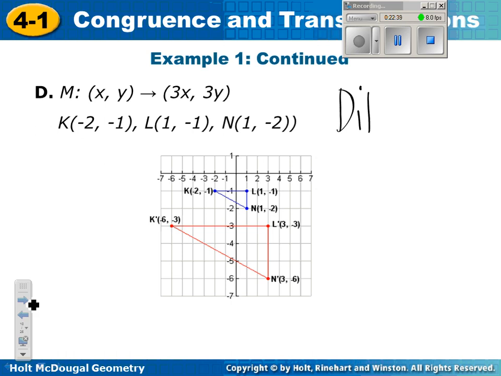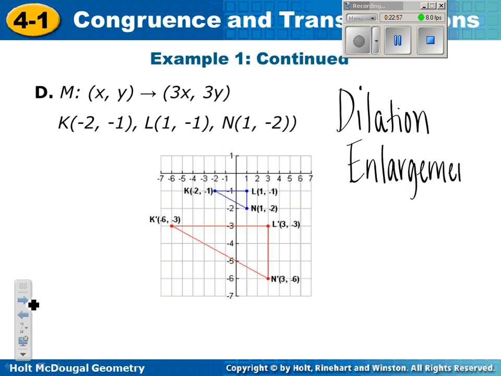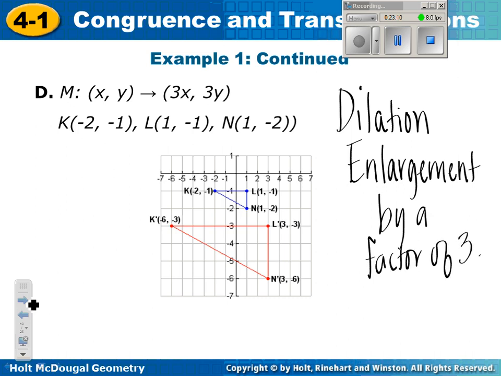And by the way, the biggest misspelled word: it's dilation. It is not D-I-A. It is dilation. There is no A here. Dilation, enlargement. And when you tell me it's a dilation and that it's an enlargement, you need to also tell me by how much. So it's a dilation, an enlargement by a factor of 3. You are multiplying by 3.